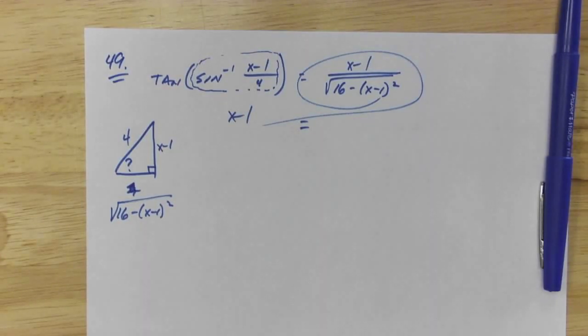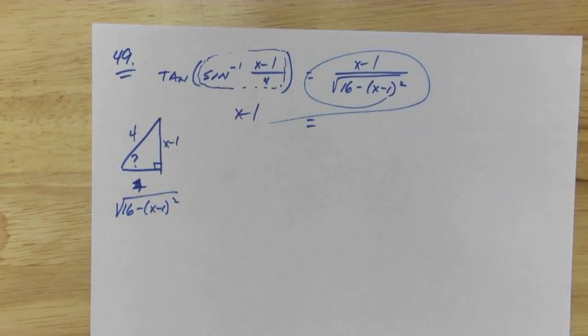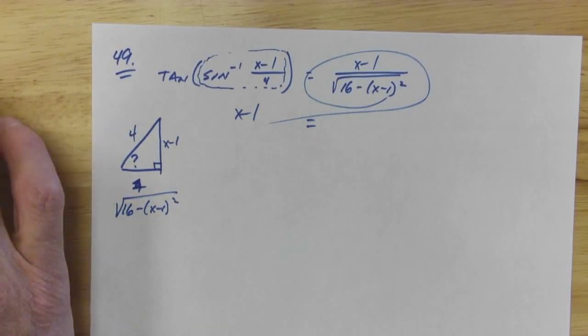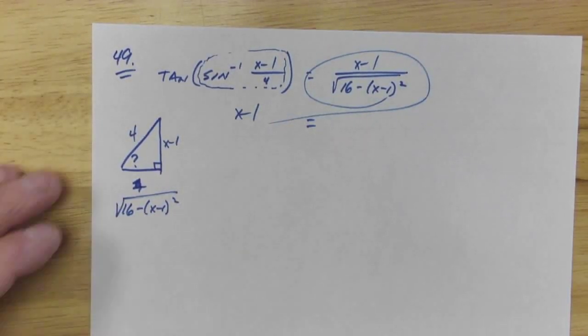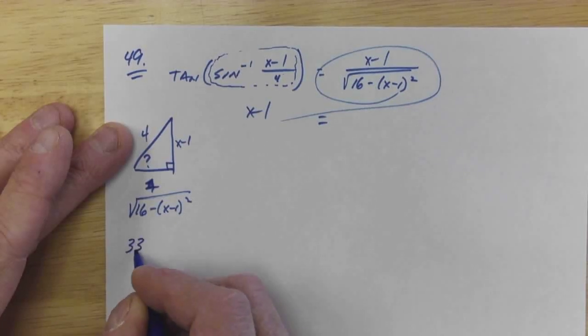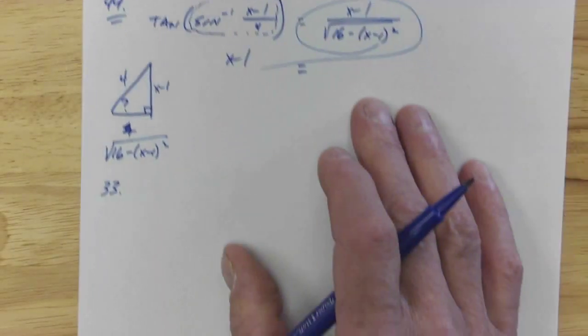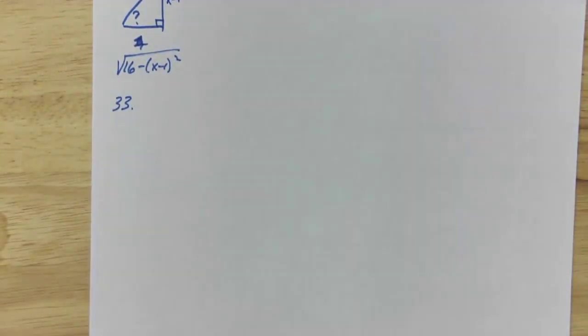Kyler, here, what's your challenge you're going to challenge the class with on this last one? 33. I have a dislike for you right now, Kyler.